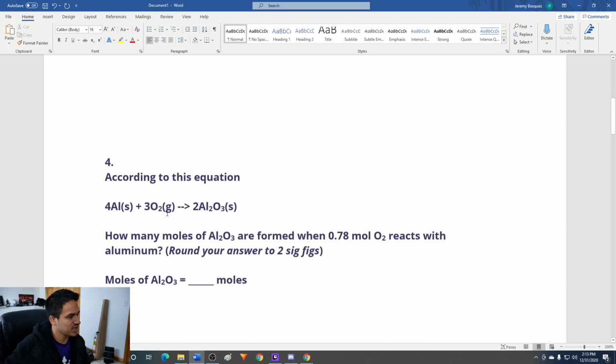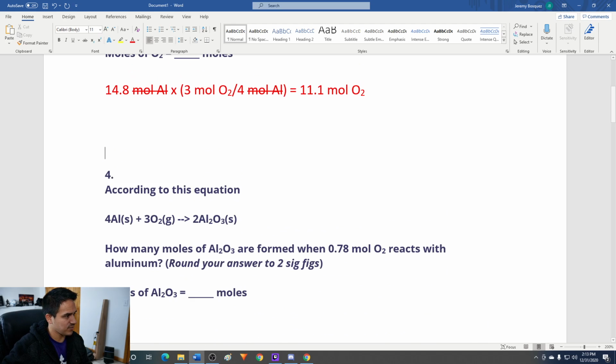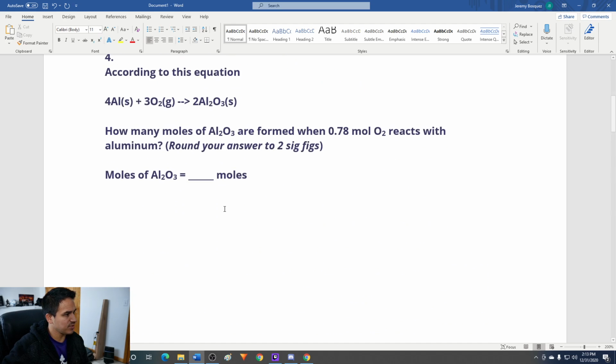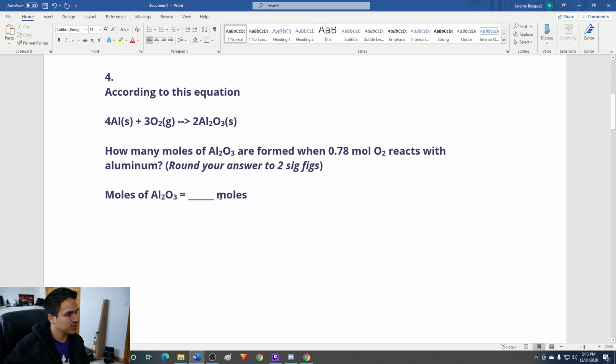Okay, so now we have the second problem, again, which I have already copy pasted here. So how many moles of Al2O3 are formed when 0.78 moles of O2 react? Okay, so again, let's set up our math. So 0.78 moles of O2 is what we have to begin with. And we are getting into moles of Al2O3. Okay, so to go from, again, moles of one material to moles of another material, we just need to use the mole ratios in the problem. And in this case, it's a 3:2 ratio.